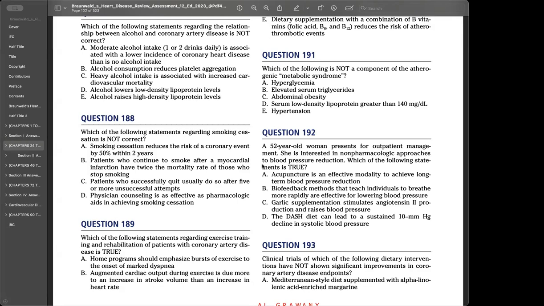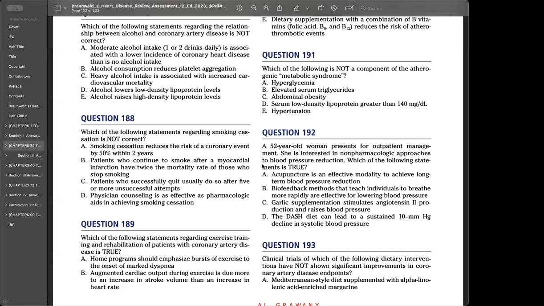Okay, the non-pharmacologic approaches to blood pressure reduction are complementary or alternative ways to reduce or treat hypertension, in addition to the usual traditional lifestyle modifications that we know, including diet, cigarette smoking cessation, alcohol moderation, physical activities and all that.